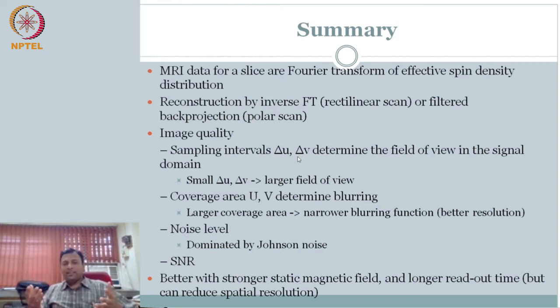No big deal. The highest frequency in the frequency domain dictates the finest variations that you can catch, or your spatial resolution. We know that, but it comes out very sophisticated here. Delta U and delta V we related to your field of view in the XY direction. Likewise, your coverage area of capital U and capital V determines the blurring. Finally, we talked about Johnson noise and concluded about signal to noise ratio. Actually, this completes whatever we wanted to talk about at an introductory level for MRI.